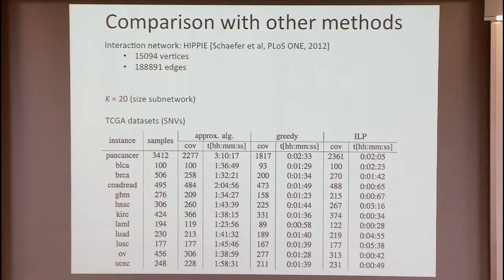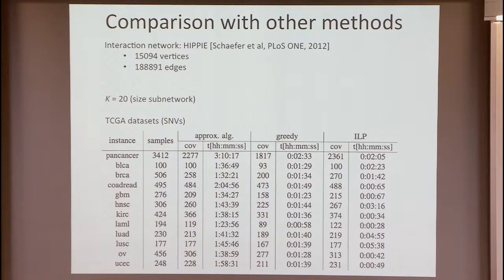So this ILP finds better solutions on the datasets that we identify, better in terms of coverage. The coverage that we identify is better than the coverage we see with the greedy approach or with the approximation algorithm. And still, the runtime is comparable. Sometimes it's actually faster than the greedy algorithm. And so it will allow us also to run permutation tests efficiently.